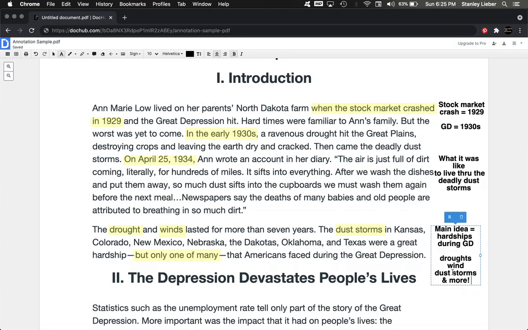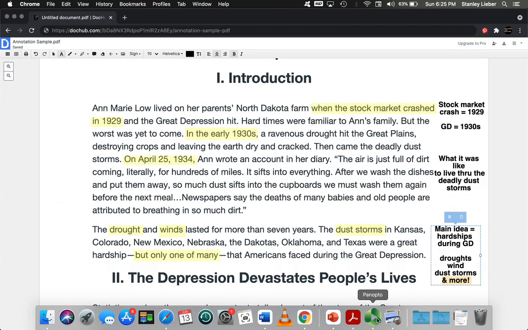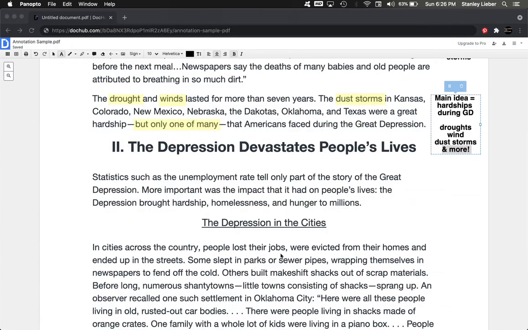So that way I know what I'm focusing on when I'm doing more notes in this reading. I want to add to this list as I go. So after I find this main idea, I'm just going to continue down in my reading. So part 2, my heading says, the Depression devastates people's lives. So we know this section, we have a pretty good indication, is going to focus on what's happening to people. What are some of the negative effects of the Great Depression on people's lives?